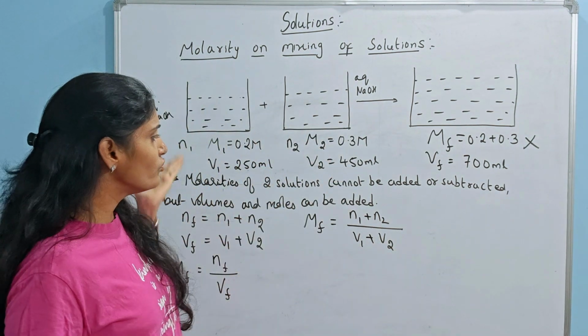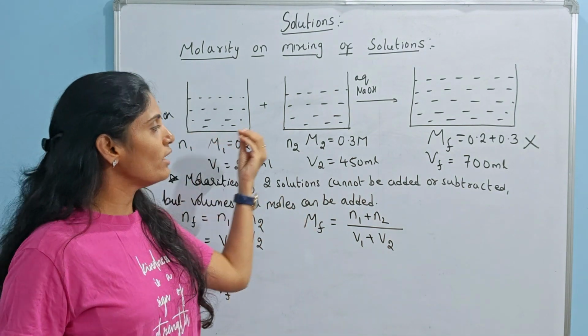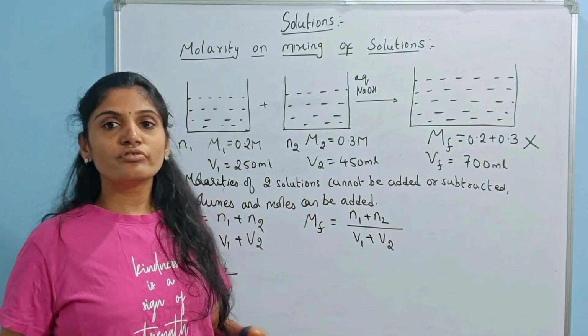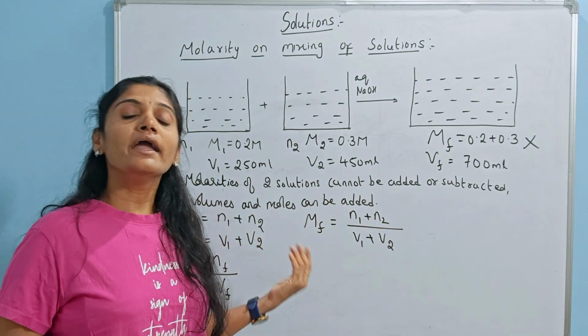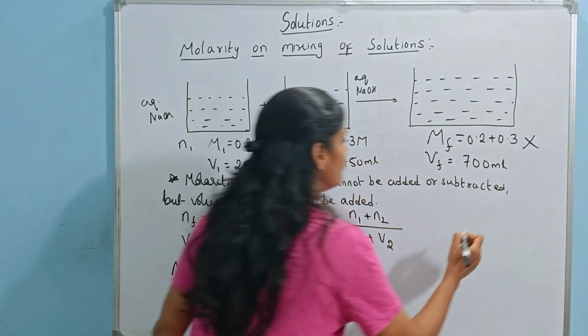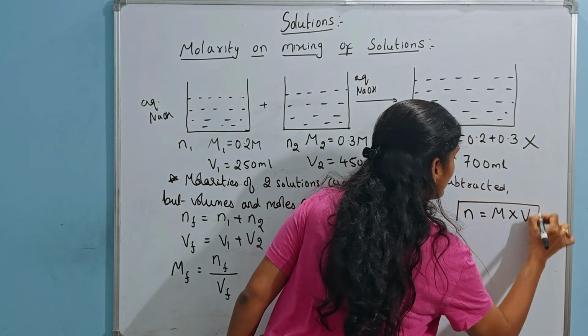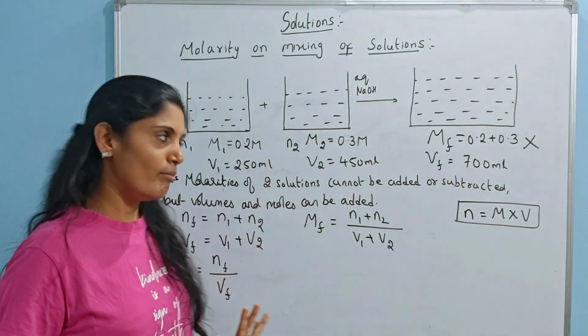But in general, the number of moles is not given in the question. Mostly they give the molarities and the volumes of the two solutions. Then what can I do? Instead of writing N1 and N2, I can write M1 V1, because we know number of moles is equal to molarity into volume. So instead of writing in terms of moles, let us write in terms of M into V.